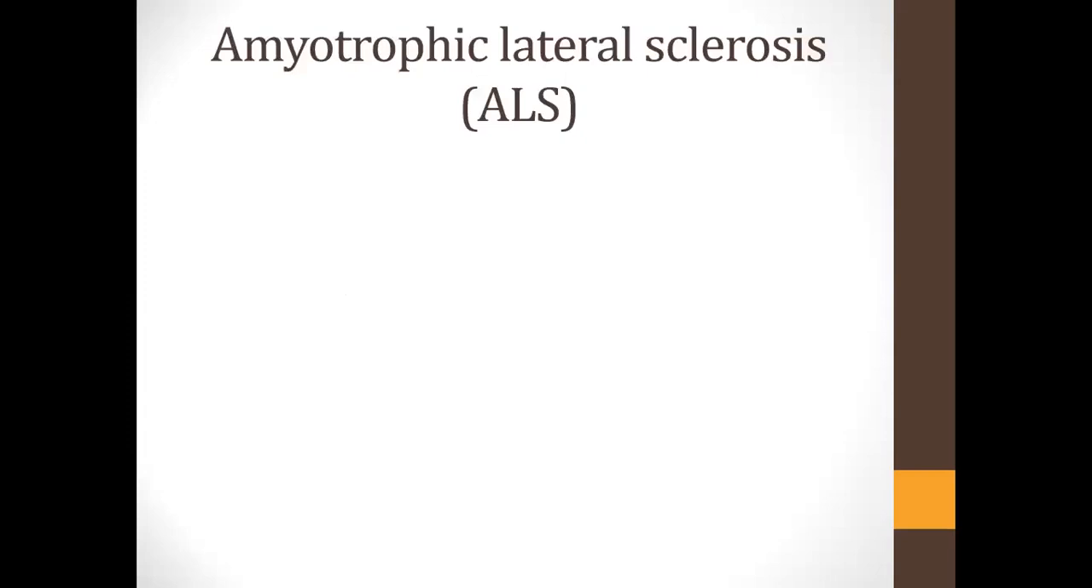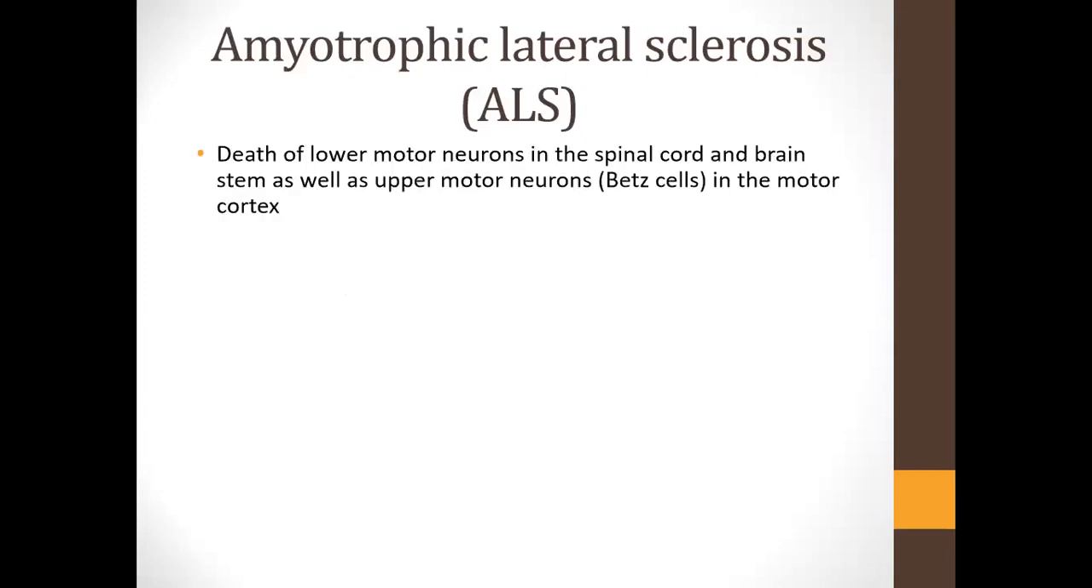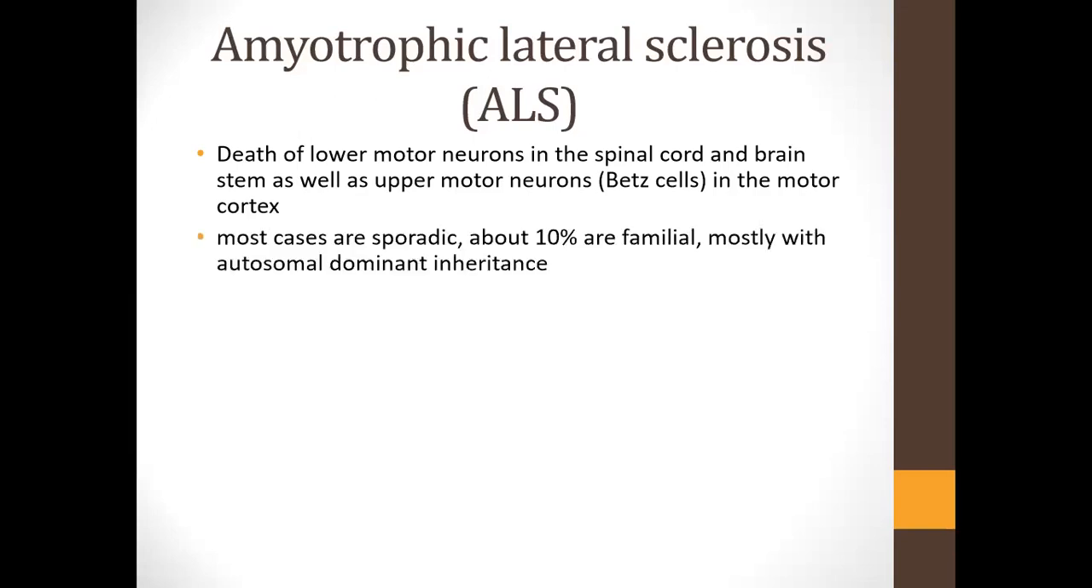Finally, we have ALS, which is a motor neuron disease. It is due to death of lower motor neurons in the spinal cord and brainstem, as well as upper motor neurons in the motor cortex. So the patient will present with both upper motor neuron and lower motor neuron signs.